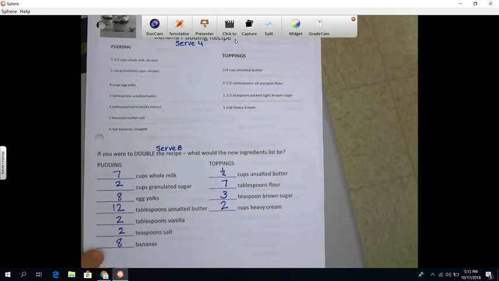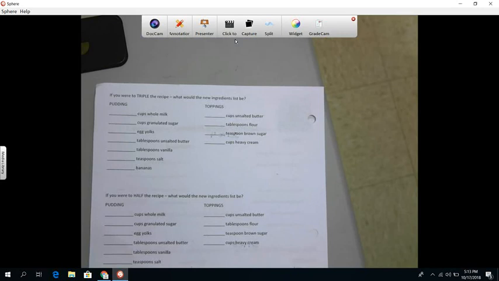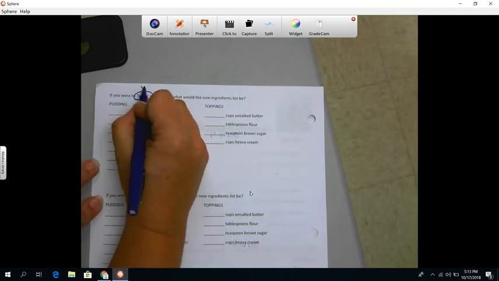Great job, guys. All right, we're going to turn it over. Now, we're going to triple our recipe. You got it, guys. What does triple mean? Oh, yes, that means that we need to times it by 3. So we're going to go back over to make sure we understand what the word triple means. When I see the word triple, that means I'm timesing by 3.